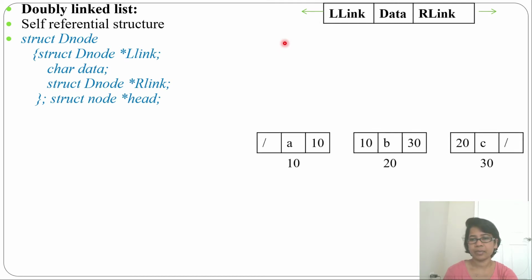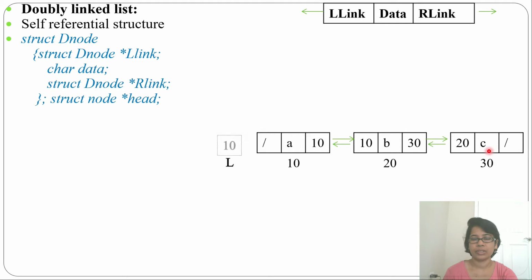So this is an example of a doubly linked list. For every node there is one forward and another backward link. The first node's left part is null and the last node's right part is null. These are the basics of doubly linked list. Let's do some operations on a doubly linked list, like insertion and deletion.